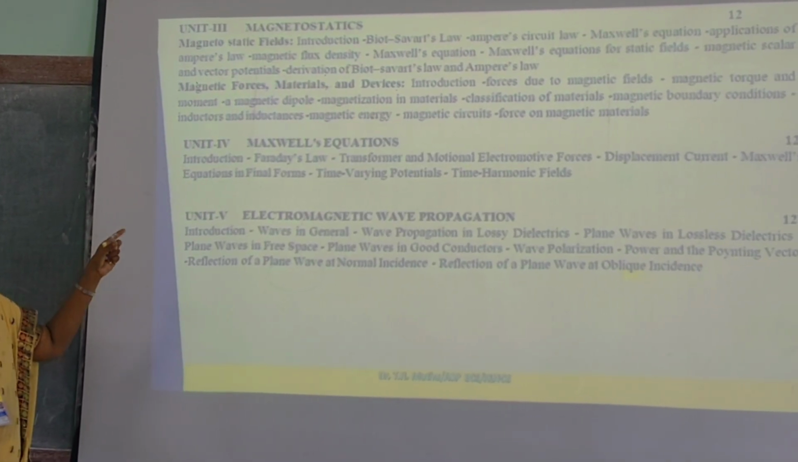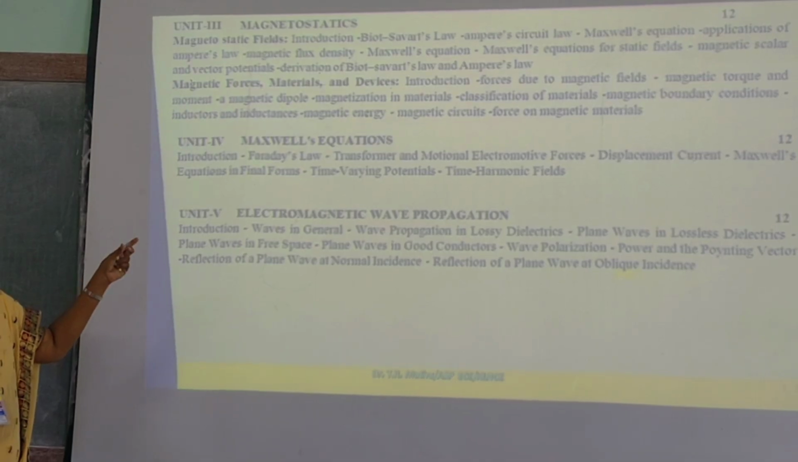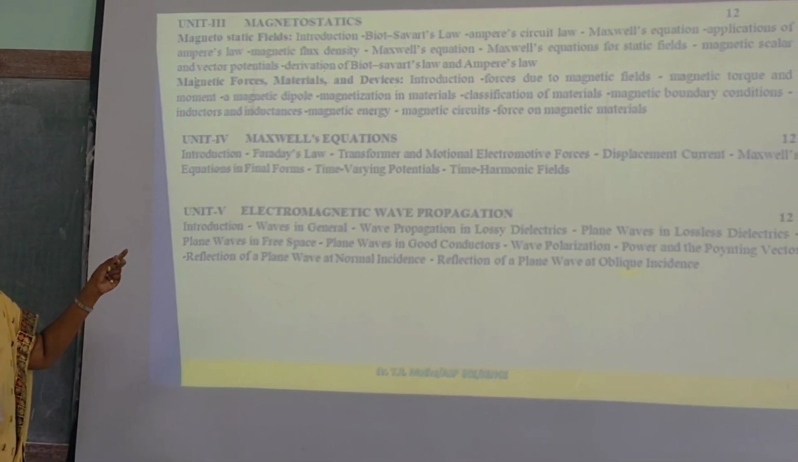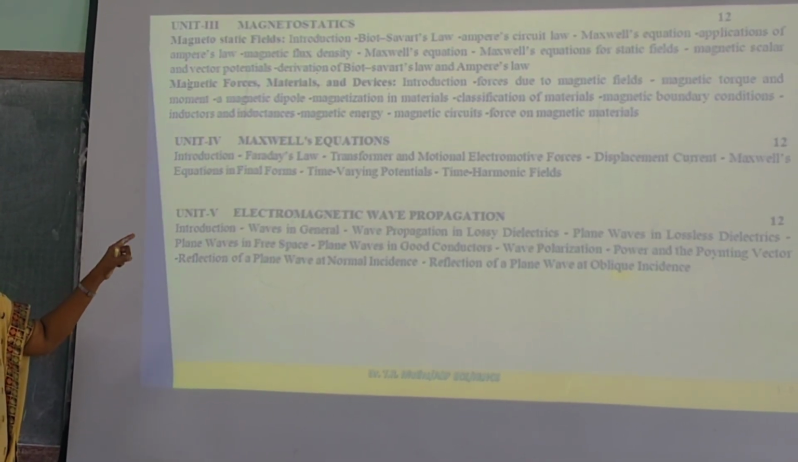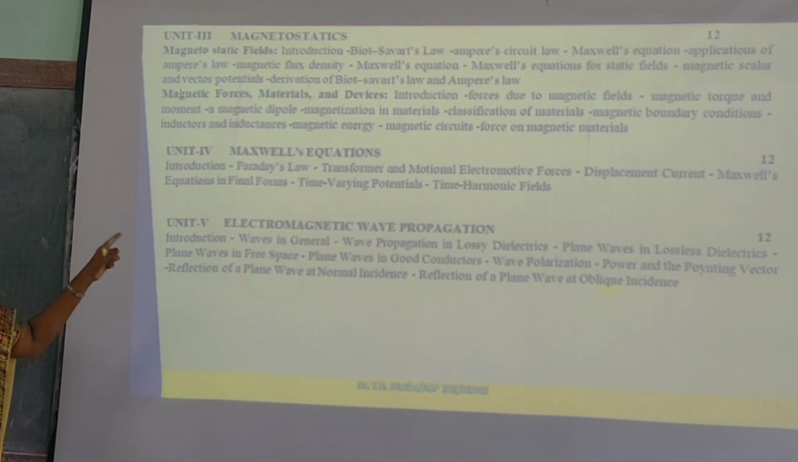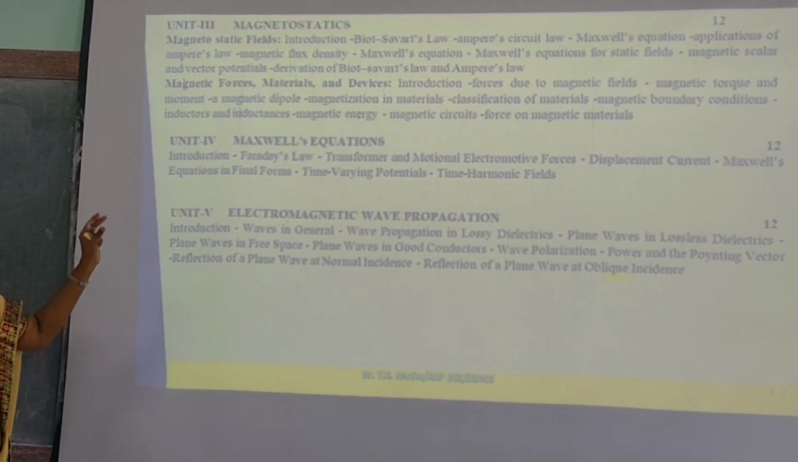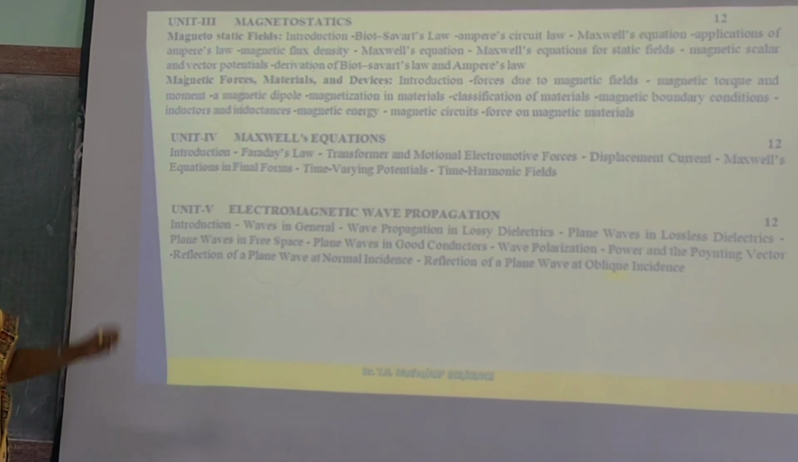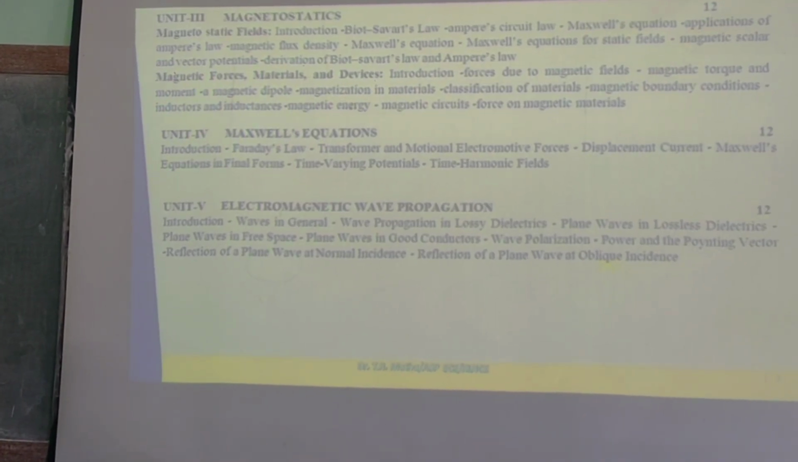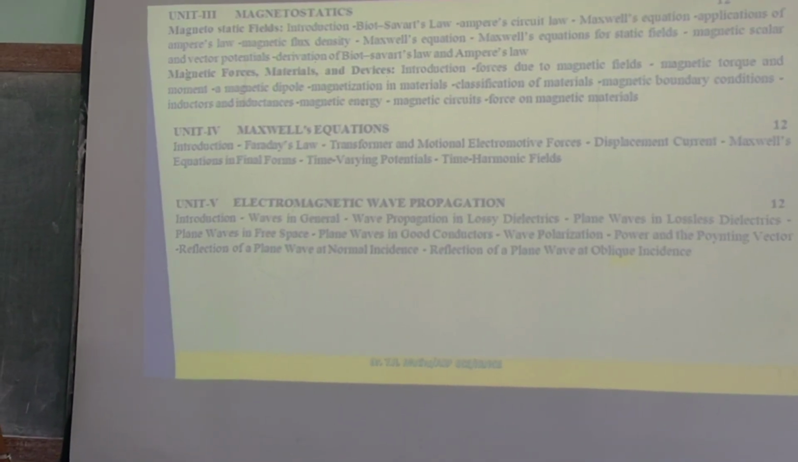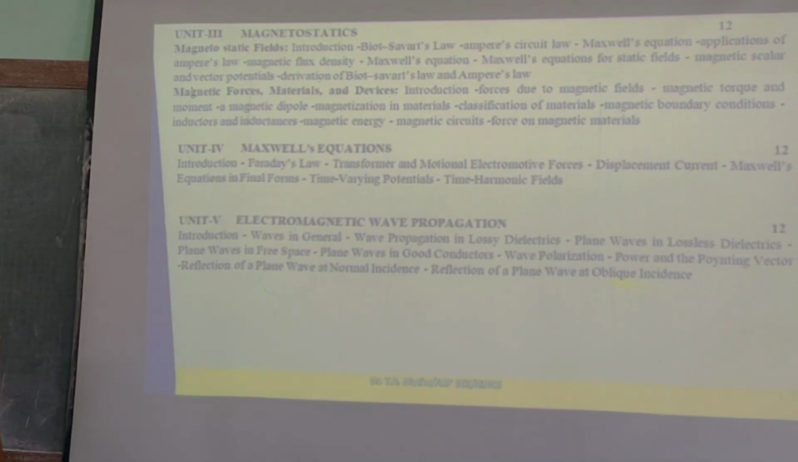This unit deals with different laws such as Ampere's law, Weierstrass's law, magnetic potential, and magnetic current. This is the introduction to magnetostatics. And the devices used for this unit 3 are inductance, magnetic materials, and magnetic forces. So that we will try in unit 2.